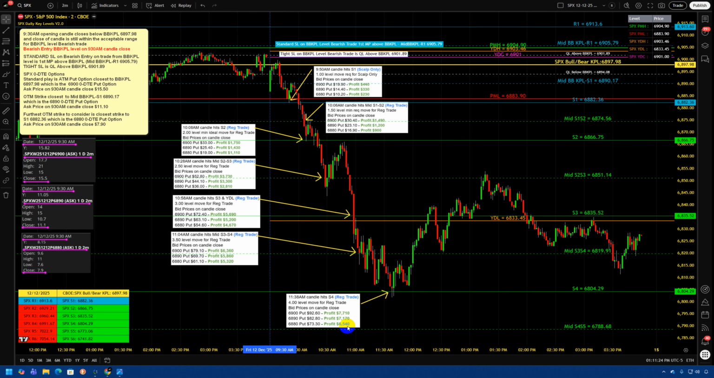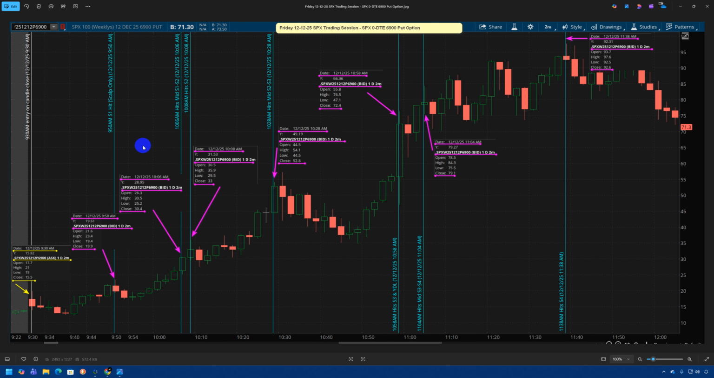Okay, so now we're going to take a look at the Thinkorswim charts real quick for each of these options. First, we'll look at the 6,900 put. Here is the 9:30 a.m. entry candle, 15.50 on the ask. Here's the 9:50 where it hits the S1, scalp only. Bid prices on the close. Here's the S1, S2 hit. This is the minimum 1.5 level threshold for the regular trade. Bid price on the close, 30.40.